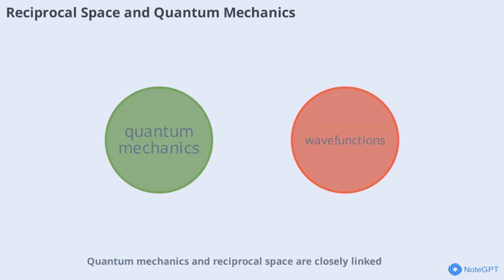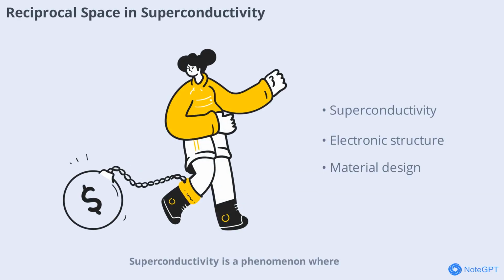Quantum mechanics and reciprocal space are closely linked. Many quantum phenomena such as electron wave functions and band structure are best described in reciprocal space. This perspective allows scientists to predict and control quantum behavior in materials, leading to advances in quantum computing, sensors, and other cutting-edge technologies.